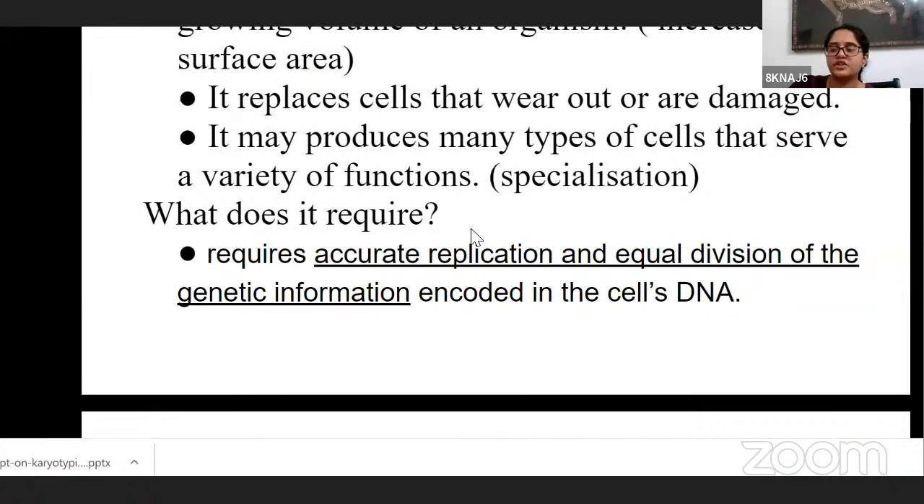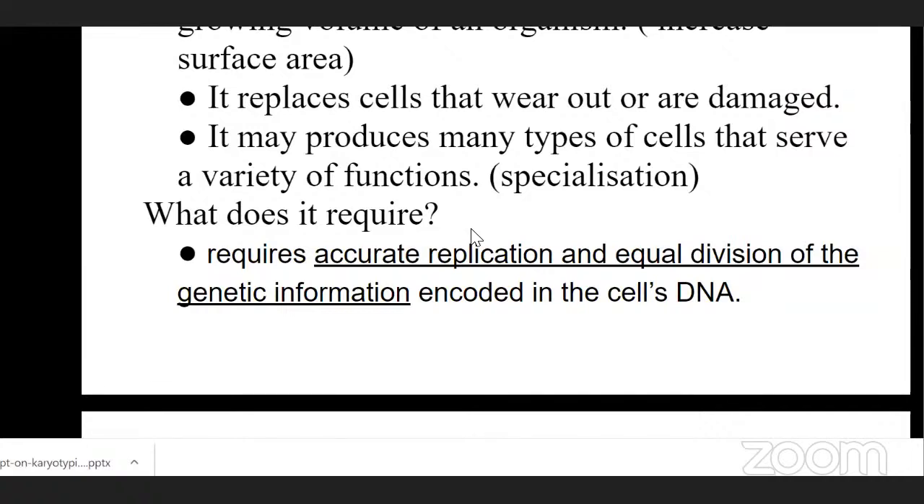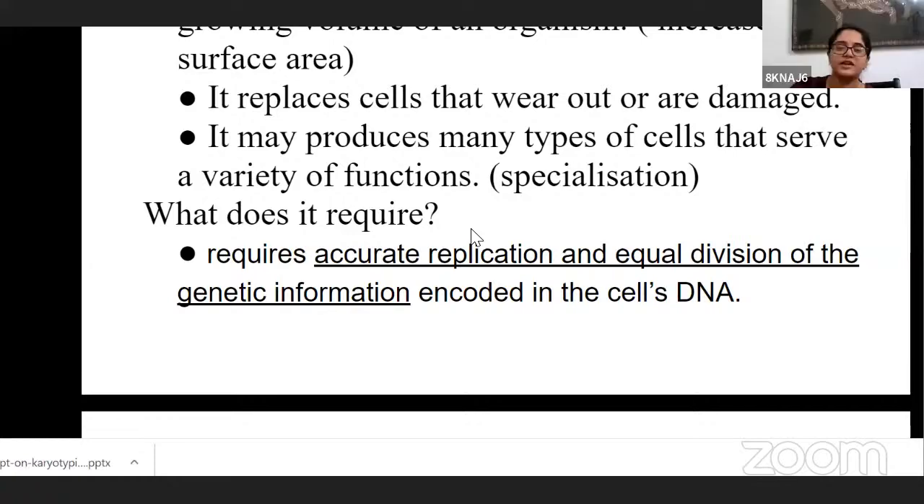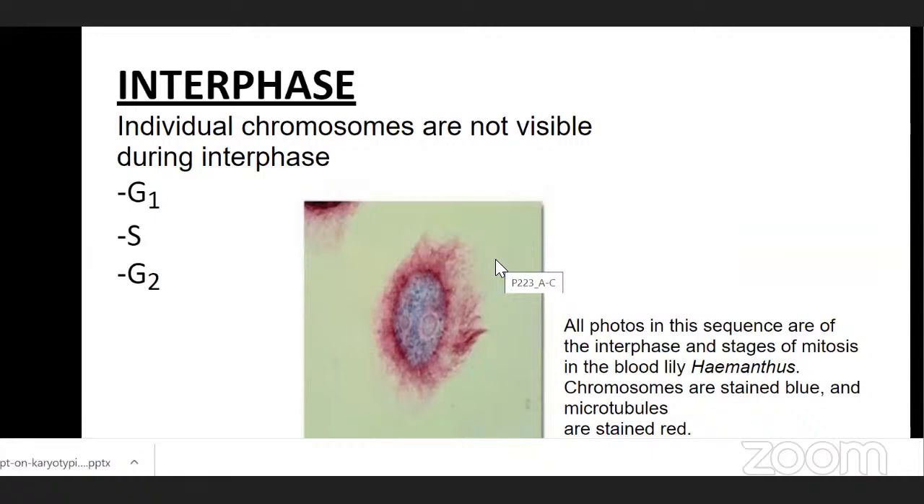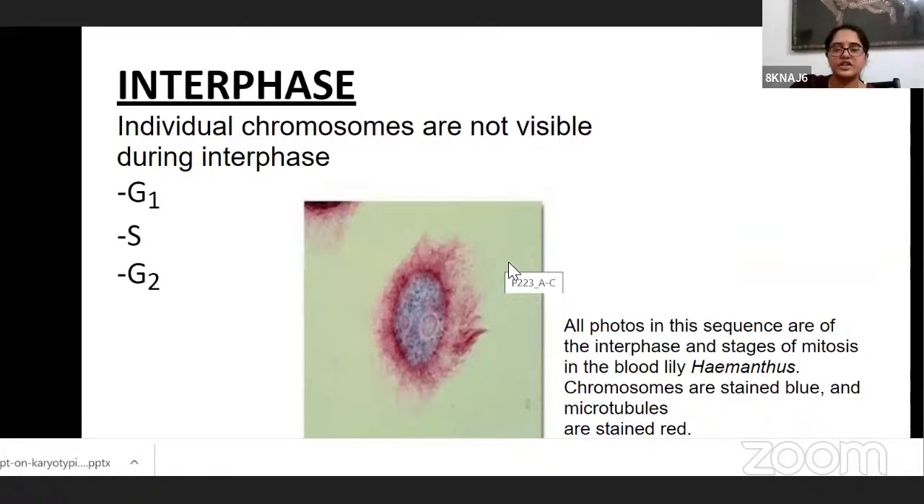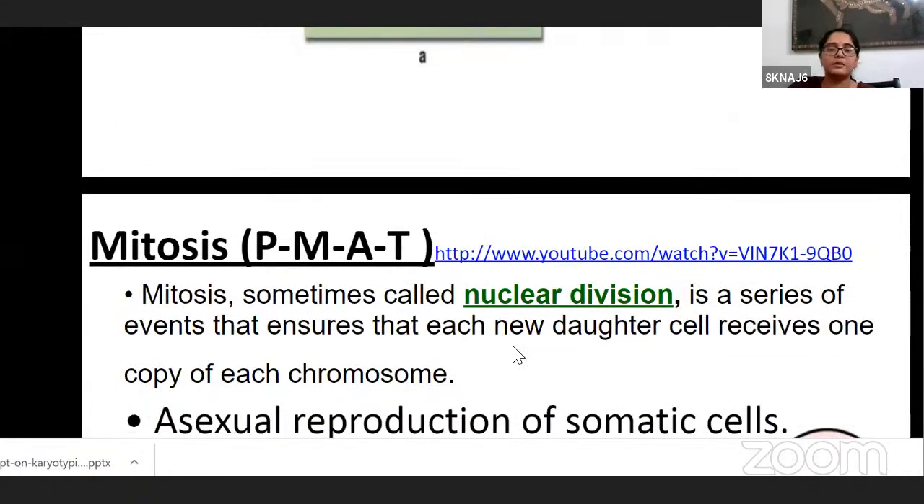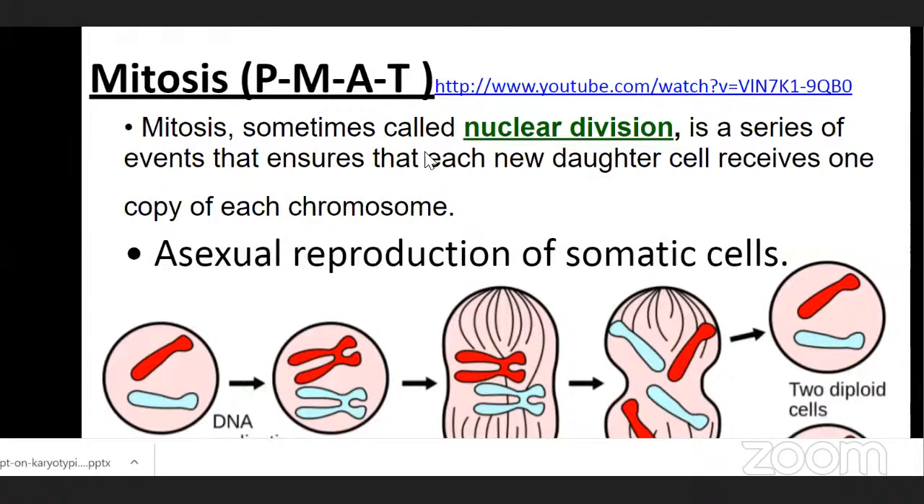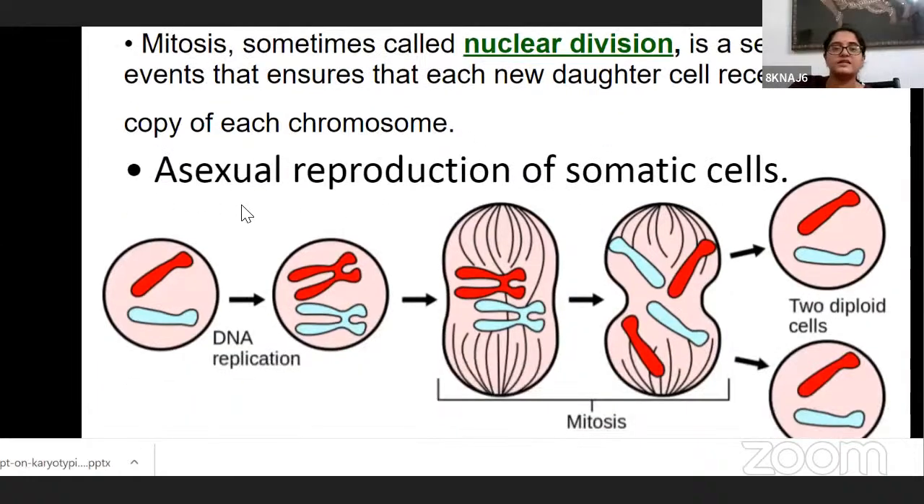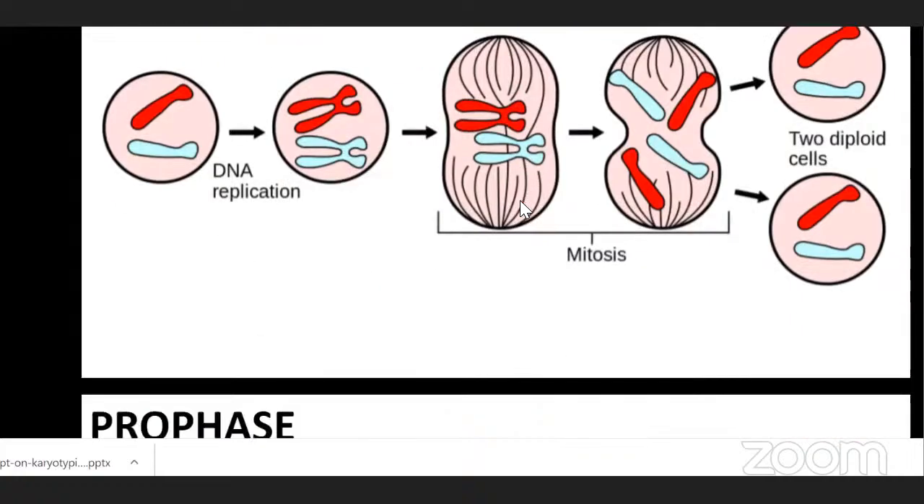Whenever cell division takes place, there should be accurate replication and equal division of the genetic information present in the DNA. So you have interphase, which is divided into G1, S and G2 phases, and mitosis, wherein we have prophase, metaphase, anaphase, and telophase. This is the nuclear division, and this is asexual reproduction. So you're going to get a copy of the same chromosomes.